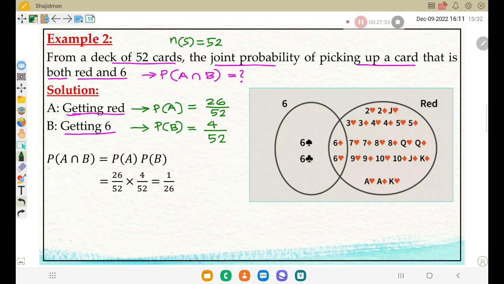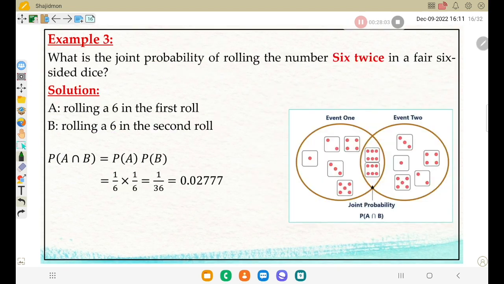Now if you apply it here, we can calculate the probability of A intersection B, which equals probability of A multiplied by probability of B, correct? What is the probability of A? 26 divided by 52, multiplied by the probability of B, which is 4 divided by 52. So what answer are we getting? 1 divided by 26. This is the joint probability calculation. Hope you understood that. So two events occur together. Okay, now one more example we can discuss.